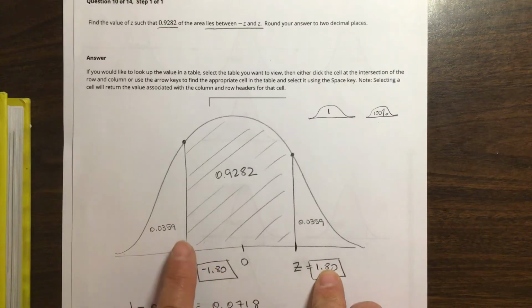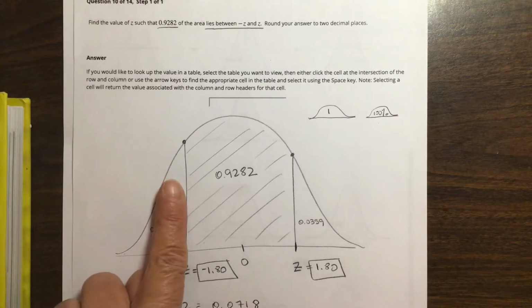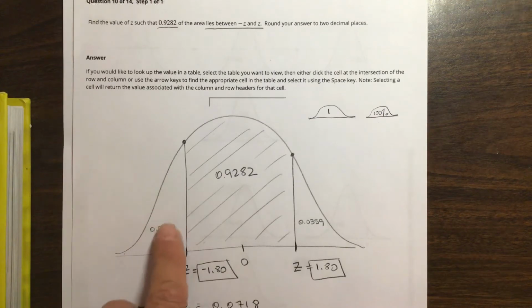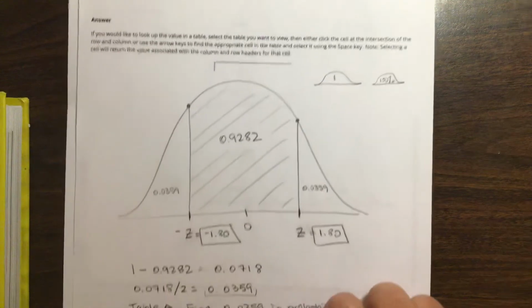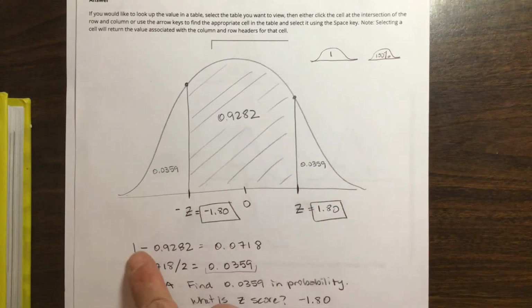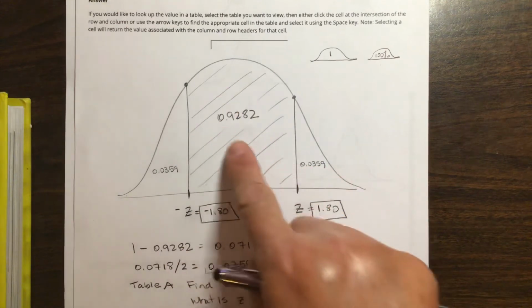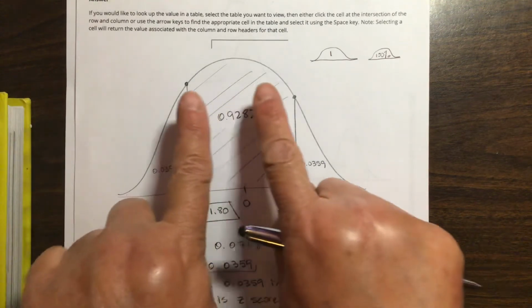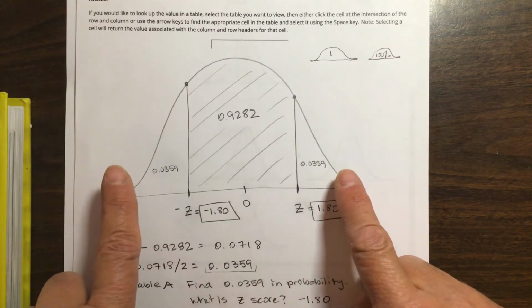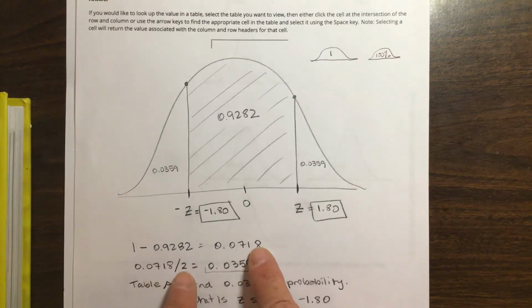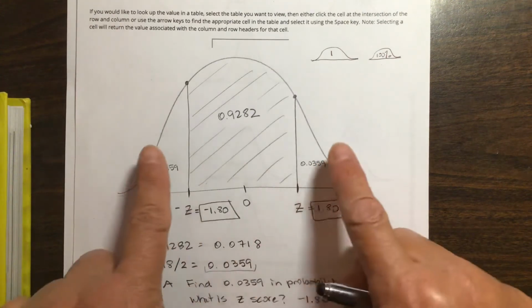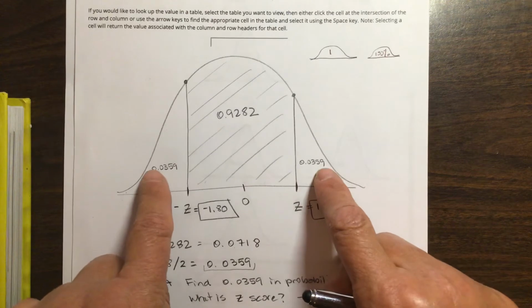Okay, so we're going to start here. Since we can only use the table to find the area under the curve to the left of a z-score, we're going to need to think about what this area under the curve is. How I did this was I took 1 minus the area under the curve that they gave me in the problem, and that told me how much of the area under the curve was left. Then I took that value and divided it by these two pieces. That told me the area left under the curve in both of these places.